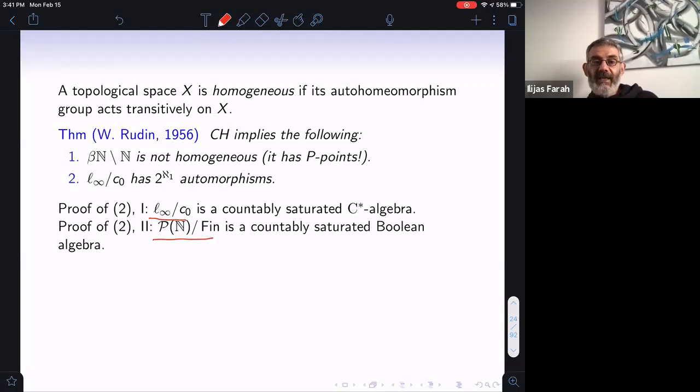Now, I should say that these two are really different statements. You do have an equivalence of categories, but countable saturation really depends on the language that you choose to axiomatize your theory. So the countable saturations of these two objects are really independent theorems. It's not that one of them implies the other, just that they have the same consequences for our purposes.